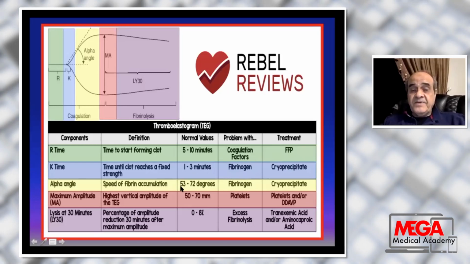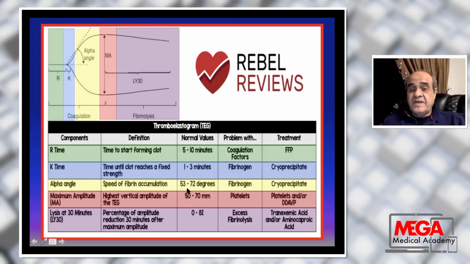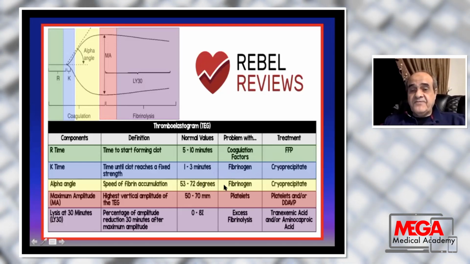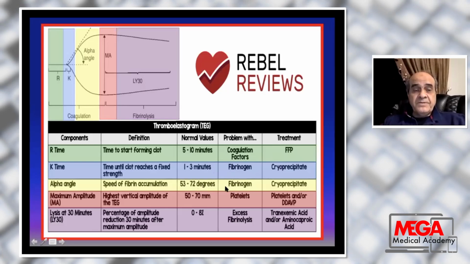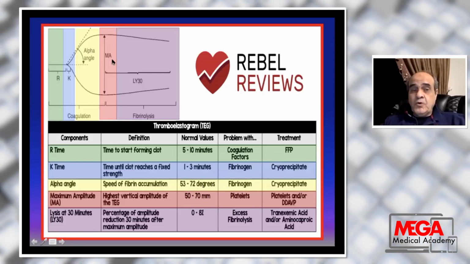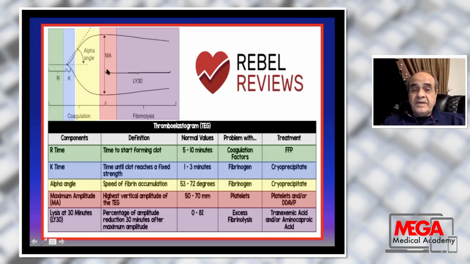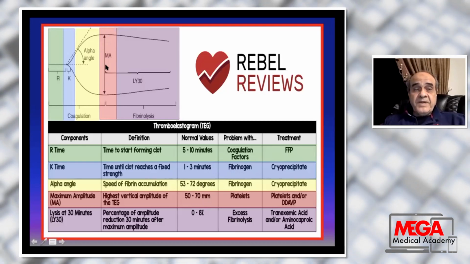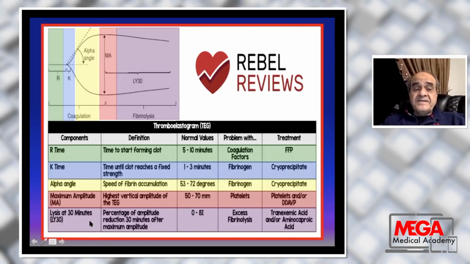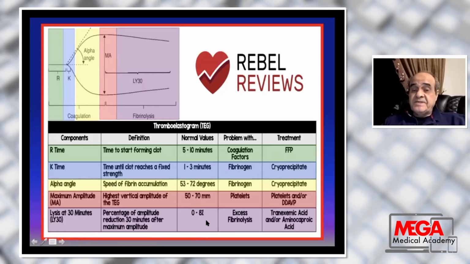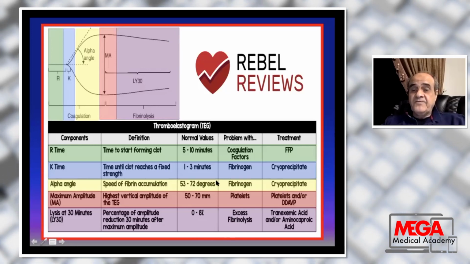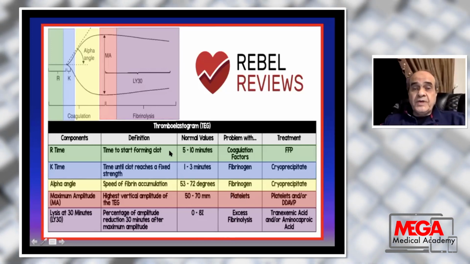Alpha angle is normally from 50 to 70, and if it is decreased below this, we can give cryoprecipitate, which contains fibrinogen. Maximum amplitude is from 50 to 70, and if it is low, we can give platelets or desmopressin, either nasal or IV. If lysis after 30 minutes is more than 8 or 9%, this means excess fibrinolysis, and we have to give tranexamic acid or epsilon aminocaproic acid.